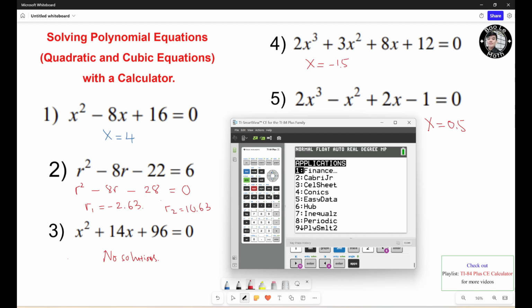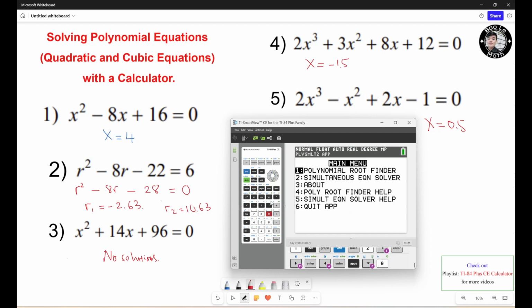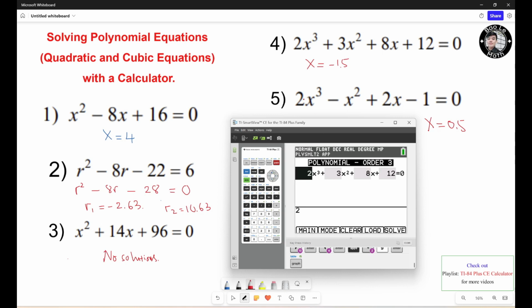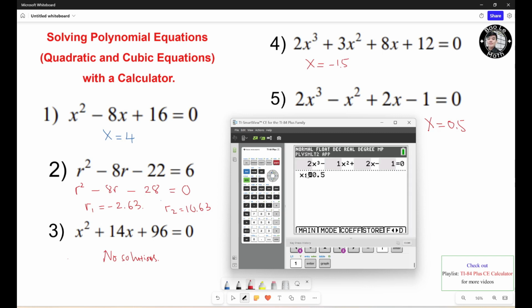Hit apps, go down to number 9. Number 1, the order is 3 because this is a cubic equation. Hit graph, input the values: 2s cubed minus. Right here, enter, you change the plus sign to a minus sign. Next one, you hit 1, minus 1s squared, plus 2s, with 2 right here, minus 1. So hit enter, hit solve, which is graph. You only have one solution, s1 equals 0.5.